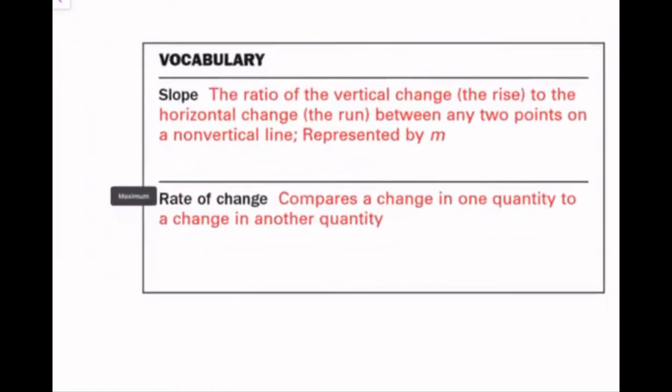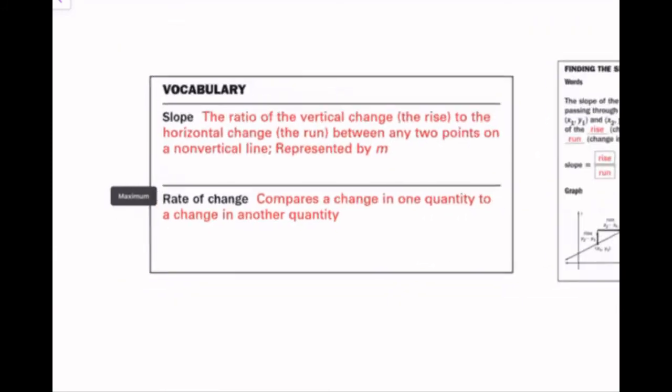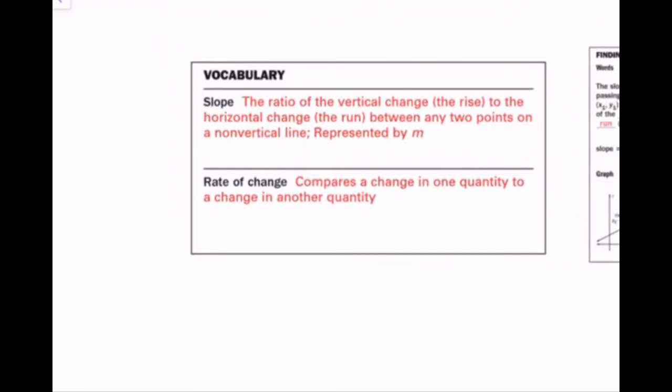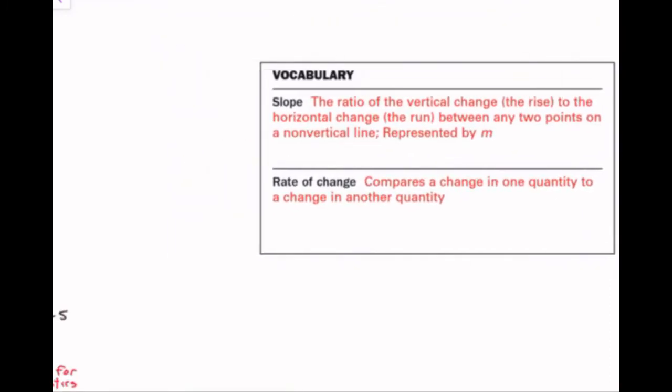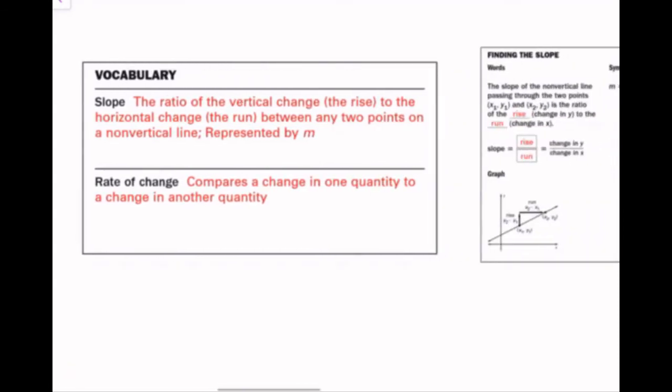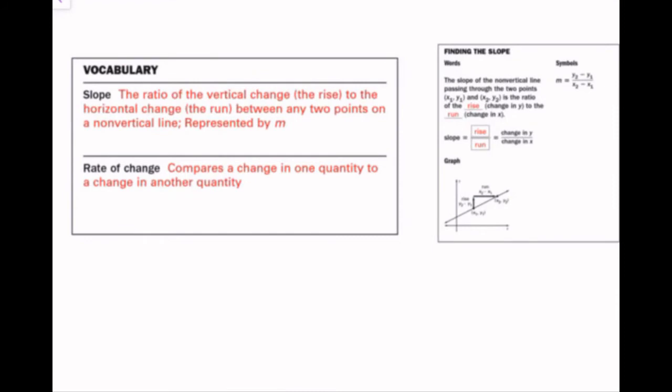Let's review some vocabulary really quick before we go to our next goal. Slope. It's the ratio of the vertical change, the rise, to the horizontal change, the run, between any 2 points on a non-vertical line, represented by m. The rate of change compares a change in one quantity to a change in another quantity. So rate of change involves things happening in the real world. They are identified as the same thing.